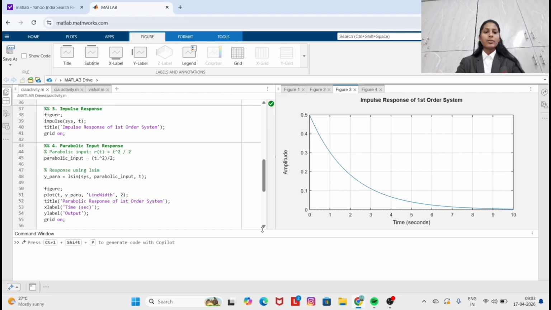Parabolic input means the input increases as r(t) equal to t square by 2. The input grows faster than the ramp, an accelerating input. The first order system cannot follow such a fast changing input. The output is increasing but much slower than the input. The difference between input and output keeps increasing with time. This means the steady state error is very large, infinite. The system is still stable because there are no oscillations.